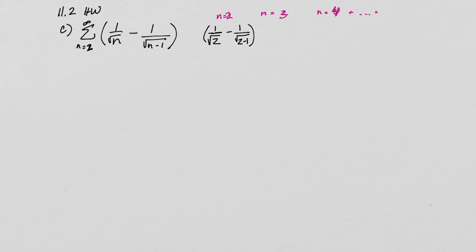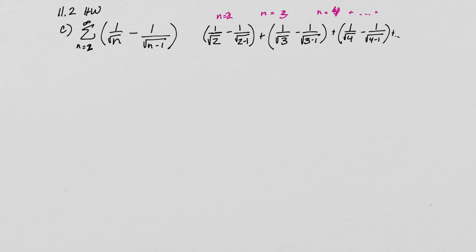Okay. So then if I plug in n equals 3, I have 1 over the square root of 3 minus 1 over the square root of 3 minus 1. If I plug in n equals 4, I have 1 over the square root of 4 minus 1 over the square root of 4 minus 1. Dot, dot, dot. And keeps going, right? Are you okay with that?